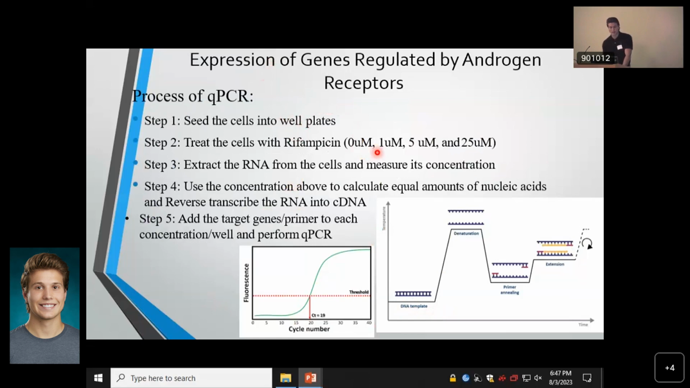And then the next day I would extract the RNA from the cells, measure that concentration, use that concentration to calculate equal amounts of nucleic acids, and then I would reverse transcribe that RNA to cDNA, and then add primers to that cDNA and put that into the qPCR machine. The machine basically denatures the DNA, the primers attach, extend, and that cycle repeats until you get what's called a CT value. And so you can compare that to the control and calculate the fold change in gene expression.